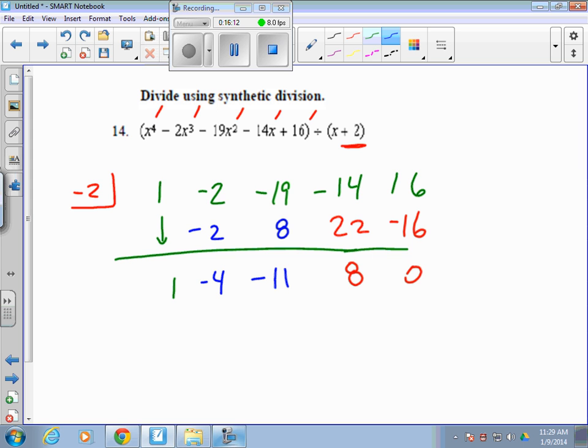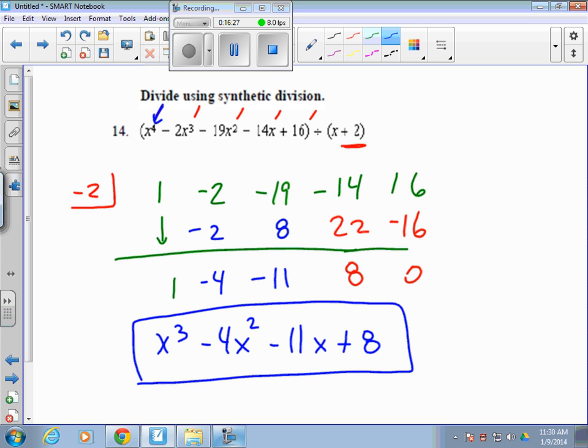Again, it always goes by 1 degree less than the first one. So this 1 goes x to the third minus 4. You just count down your degrees. X squared minus 11, x to the first power, plus 8 with no x, and there's no remainder. And we'll pick up the second part on number 15 after this on part 2.